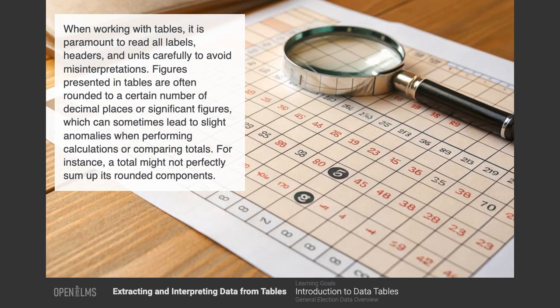When working with tables, it is paramount to read all labels, headers, and units carefully to avoid misinterpretations. Figures presented in tables are often rounded to a certain number of decimal places or significant figures, which can sometimes lead to slight anomalies when performing calculations or comparing totals. For instance, a total might not perfectly sum up its rounded components.